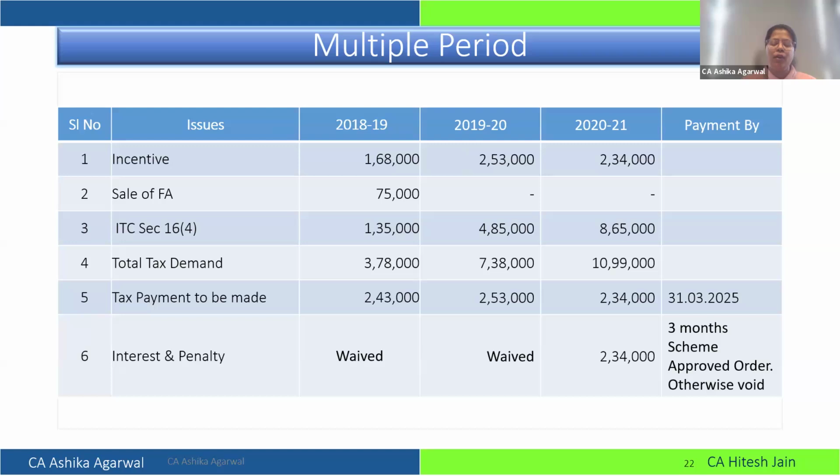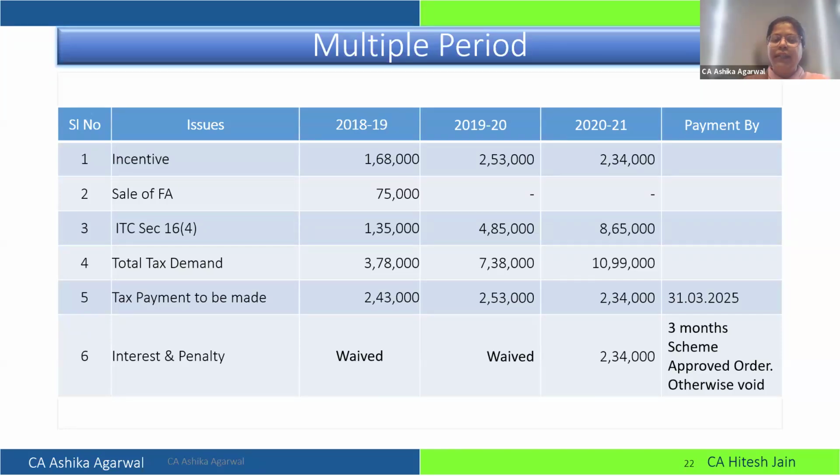Now, this is another example of multi-period, but incorporating the issue of 16.4. If you notice, when I was discussing, I specifically said that 16.4 is for 4 years. So even though my 2021 is outside the amnesty scheme, that is, outside the waiver of interest and penalty, 16.4 for 2021 is still eligible.